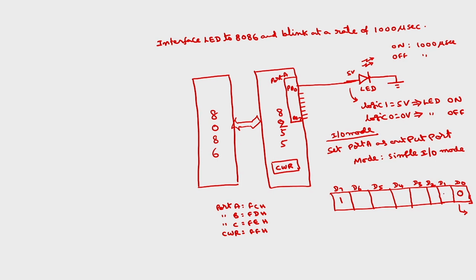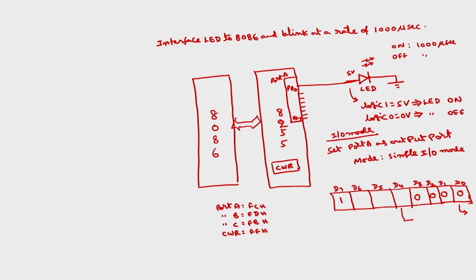This is port B. Port B also I am not using, so I can use either 0 or 1. I am using 0, which means port B also will act as an output port. This is mode selection, I want to operate in mode 0. And this is port C upper, I am going to program as output mode.